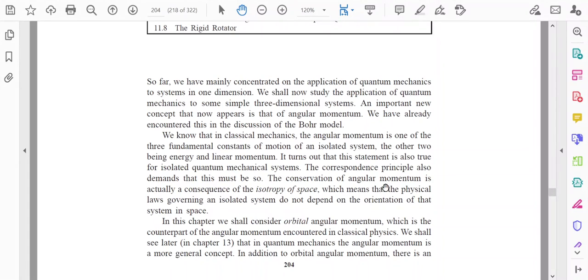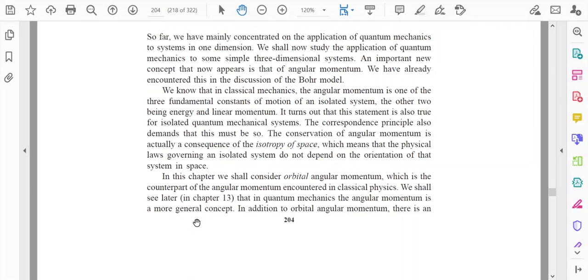The conservation of angular momentum is actually a consequence of the isotropy of space. This statement we have also learned during the study of classical mechanics. Interested students can go through these concepts in classical mechanics again. So, what is isotropy of space? This means that the physical laws governing an isolated system do not depend on the orientation of that system in space.